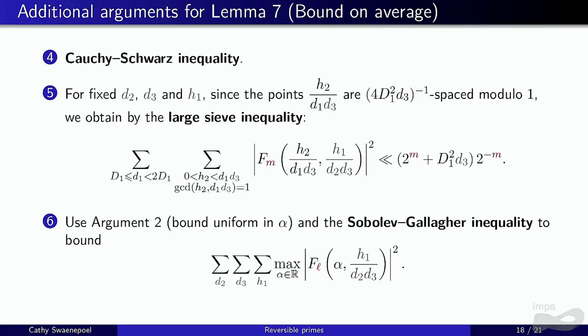OK. So by combining all these arguments, we prove the two bounds, the pointwise bound and the bound on average. And from these two bounds, we prove our main technical result, the lemma 5, which says that Rn of D is small on average over D.